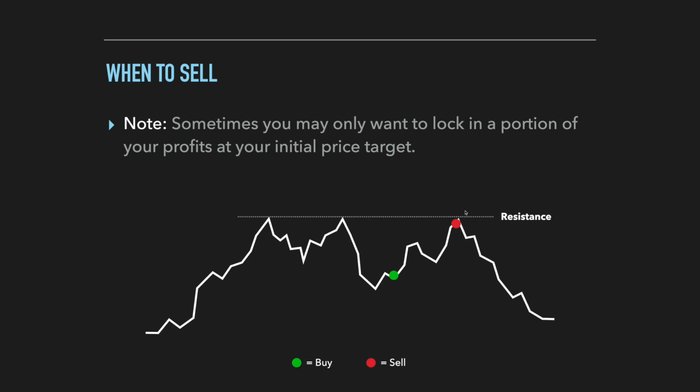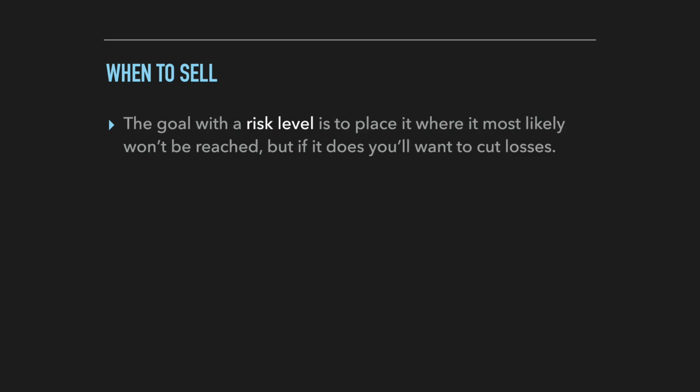So what I recommend doing a lot of the times is locking in maybe half of your profits at your initial profit target, and then waiting a bit to see how the stock actually reacts to that resistance level, because if it does end up breaking out above resistance, that's a very bullish sign for the stock, and then you can hold on to the remaining part of your position, which is of course going to help you maximize your profits on that trade.